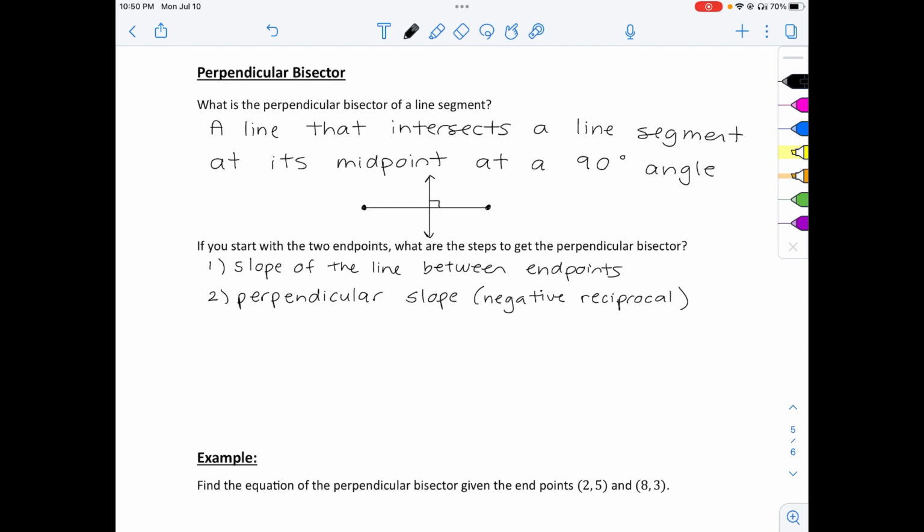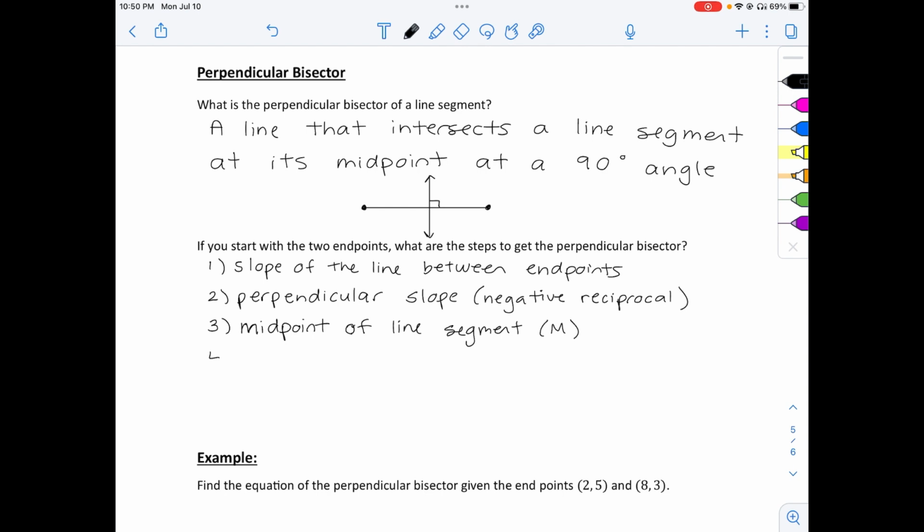Then, because the bisector cuts the line segment in half, so it goes through the midpoint, we need to also find the midpoint of the line segment. And like I said, you could find this first if you would like. It doesn't make a difference if you do this first, and then find the slope. I just usually find the slope first. And that point we just call M.